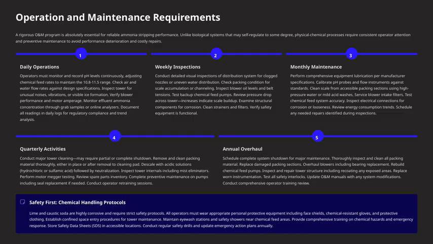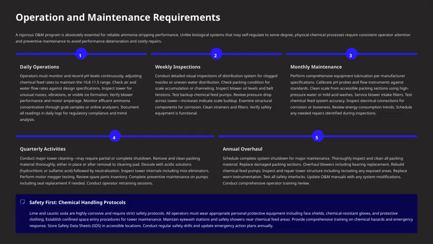Handling chemicals like lime and caustic soda requires strict safety protocols. All operators should wear appropriate PPE, including face shields, gloves, and protective clothing. Establish confined space entry procedures for tower maintenance, and keep eyewash stations and safety showers nearby.